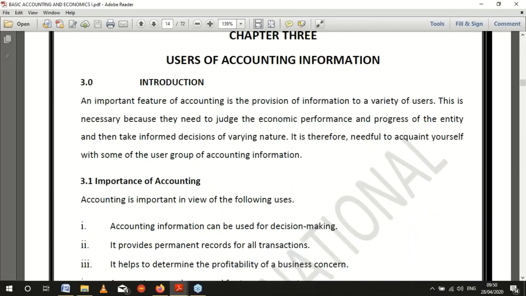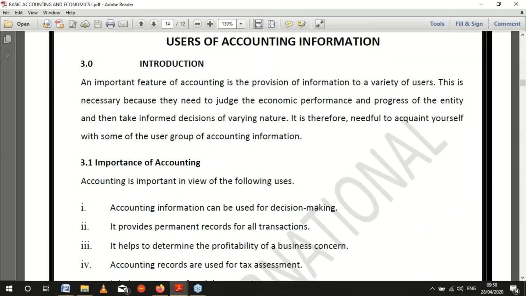So let's go to chapter 3, the users of accounting information. Last week we looked at it: the users of accounting information are the government, the customers, the suppliers, the competitors, and most of them like that. And your assignments, you did very well.